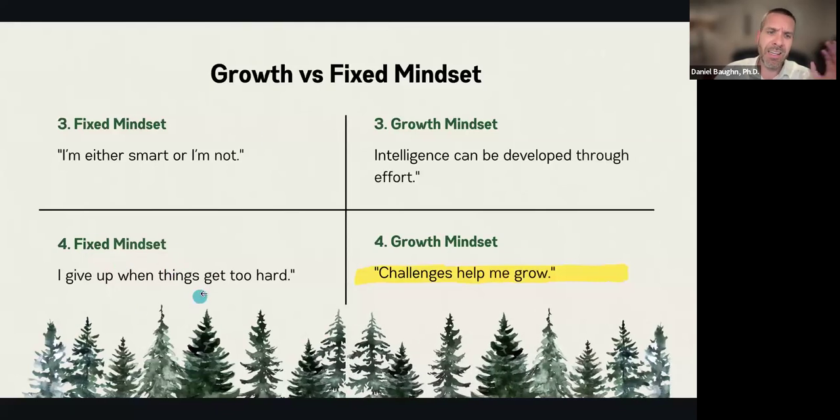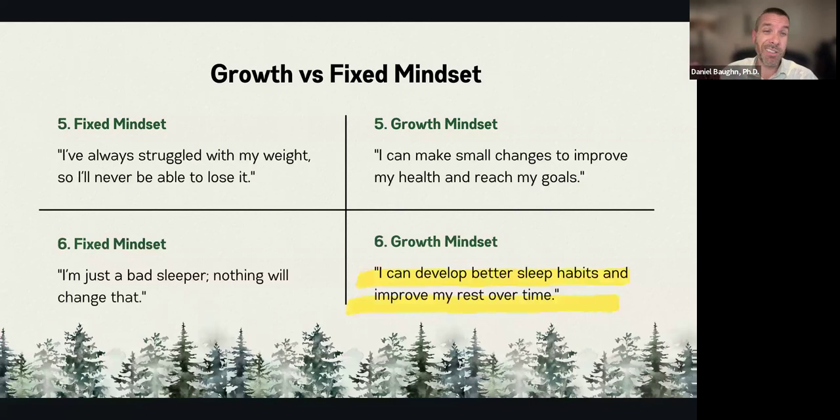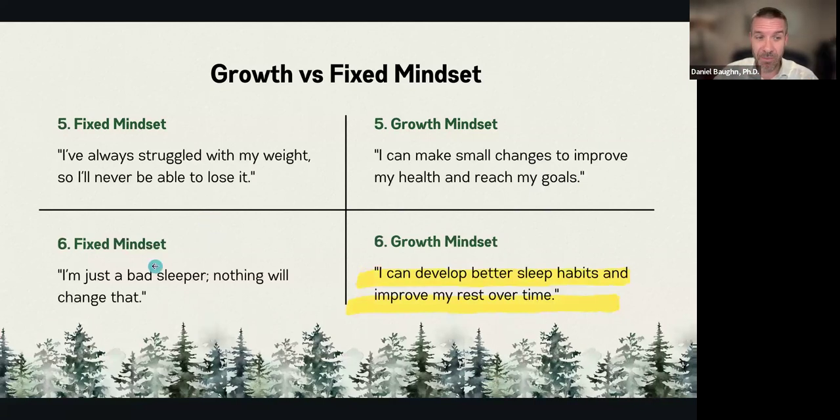Number four, a fixed mindset: I give up when things get too hard. A growth mindset is more like, challenges help me to grow. And specifically, I want you to see this with number six here when we're talking about sleep. A fixed mindset would say, I'm just a bad sleeper, and there's nothing that I can do to change that. Versus the growth mindset would say, I can develop better sleep habits and I can improve my rest over time, which is absolutely what the research data shows us on CBT for insomnia, which is where a lot of these concepts come from, is that you can 100% improve your sleep.